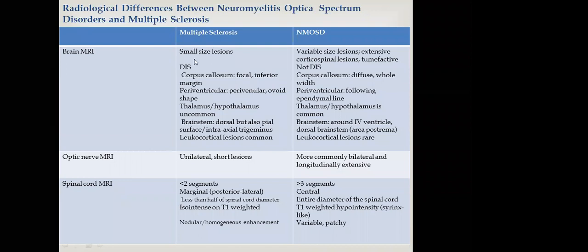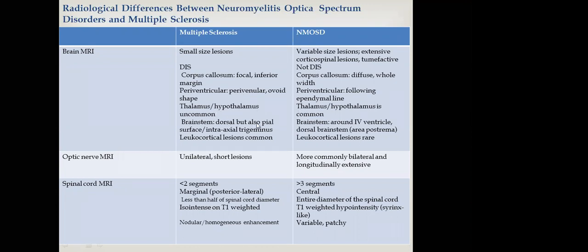Usually in the brain, multiple sclerosis lesions are small and variable in size. Dissemination in space is present in multiple sclerosis, while dissemination in space is not present in neuromyelitis optica. In the corpus callosum, MS is usually focal or involves the inferior margin, while diffusely whole corpus callosum is involved in NMO. Periventricular lesions are seen in multiple sclerosis, while in neuromyelitis optica the lesions follow the ependymal line.